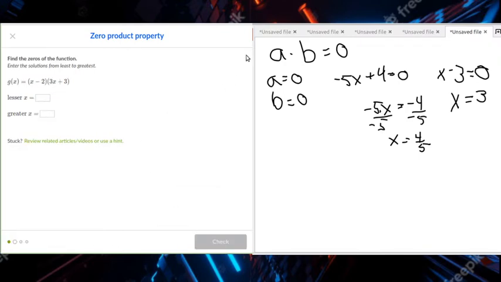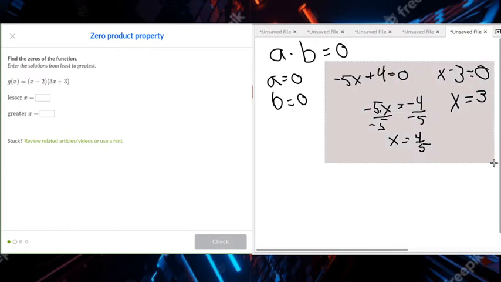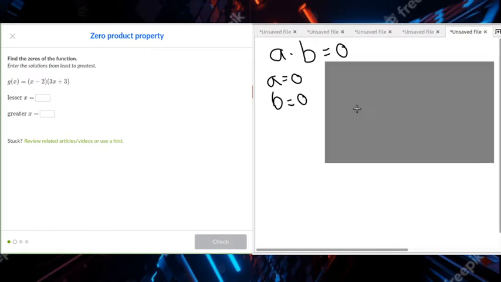Here we go. I'm going to delete that, and I made that ugly, but it's okay. We'll move on. So here again we have g of x is x minus 2 times 3x plus 3, so we've already factored this, and it says find the zeros. The zero is when y is 0, or in this case g of x, when the function is 0. So then we know that this is our a and this is our b, and a times b is 0, so one of those two is 0.